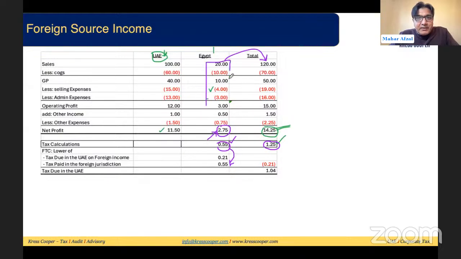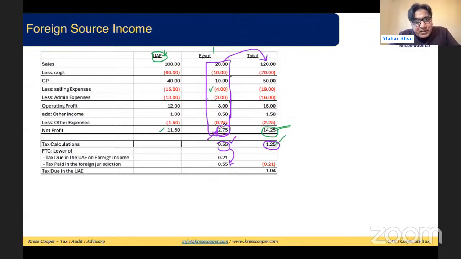We need to calculate the foreign source taxable income. In my calculation, I assume the provisions are the same. If the provisions are inconsistent, for example the accounting provisions in Egypt, you need to calculate the foreign source taxable income based upon the provisions of the UAE tax law. So this net profit you need to rework to arrive at the taxable income from Egypt. Once you arrive at the taxable income of Egypt, then you will consider 9% of that.